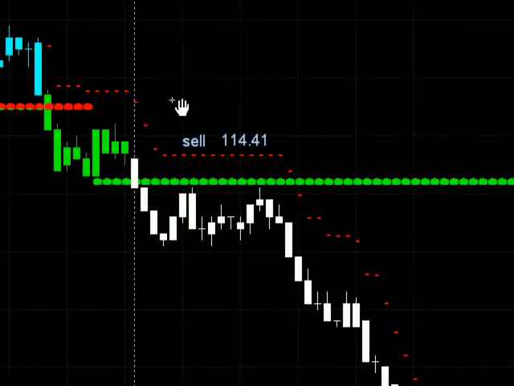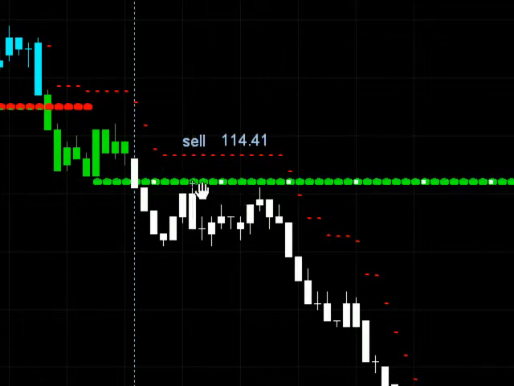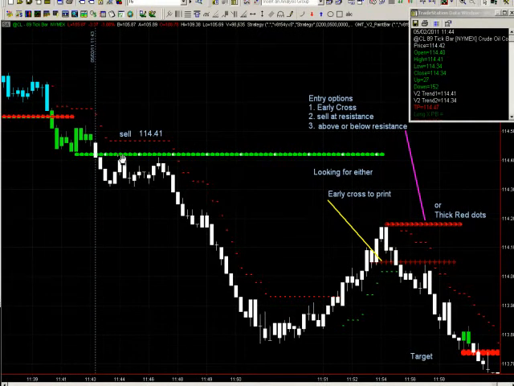Let's go through the typical setup for a pullback trade. We'll go through a long and short. What you'll see on our screen is that level of support that sets up just above 114.40, and it allows us to see that we've got a good level of support there. So what we're looking to do on this trade is, once we get into the downtrend, look for a pullback and then get onto this trade.